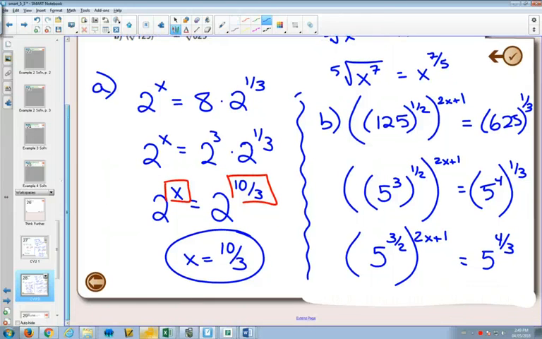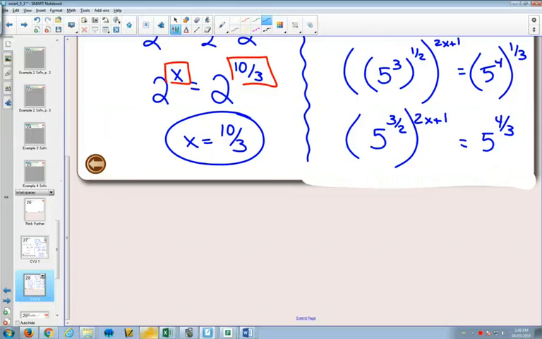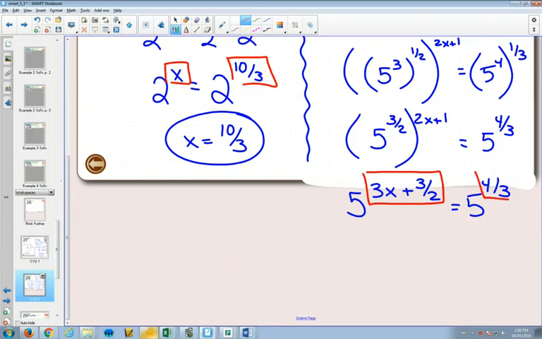On the left side, I still have a power to a power. So I'm going to multiply this through. Three halves times 2 is 3. 3 halves times 1 is 3 halves. And now we finally got a single power on both sides with the same base. Once again, if these are equal, those have to be equal.